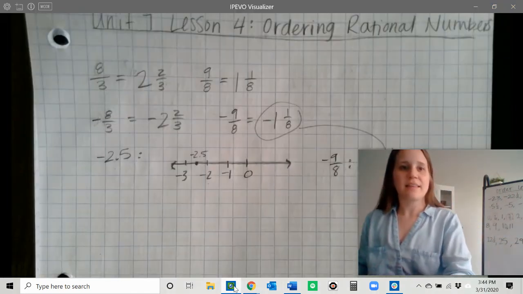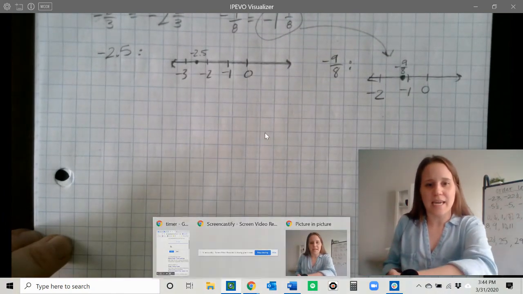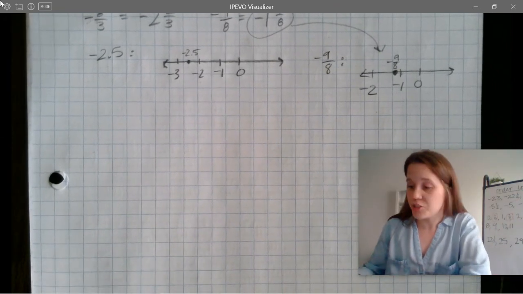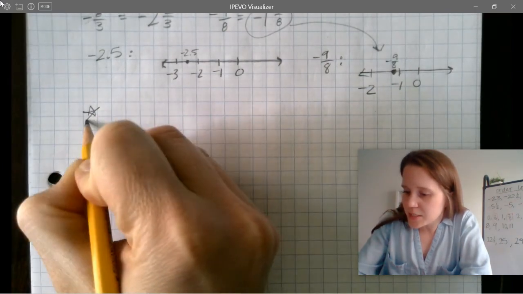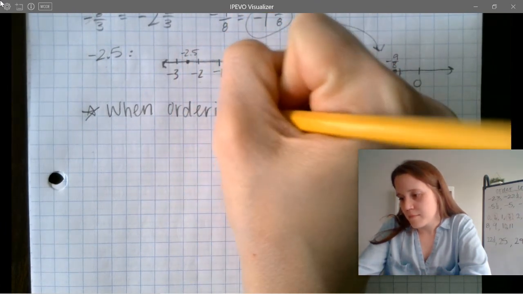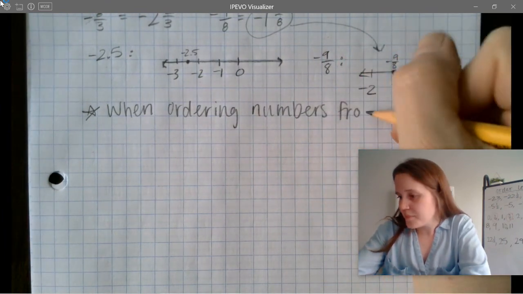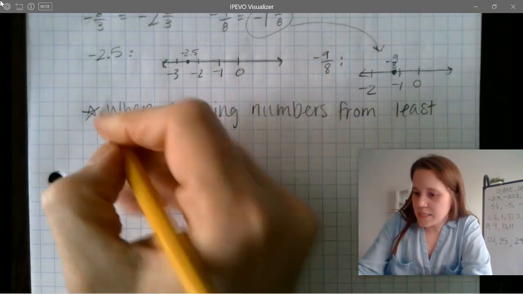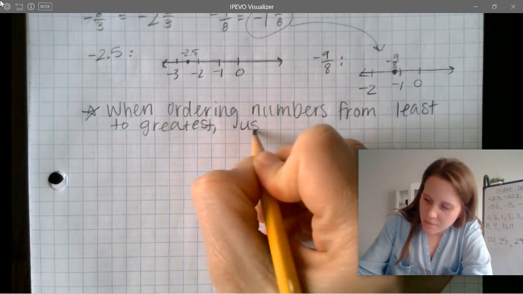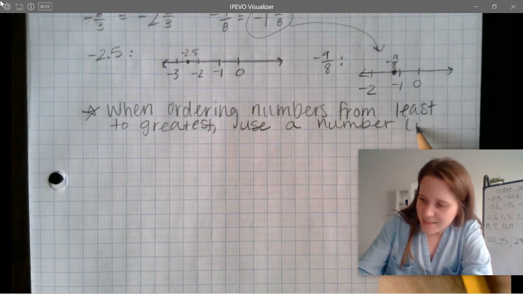All right. So one thing that I want to emphasize, you probably just have a list of numbers here and a couple of number lines. So let's formalize our thinking. When I say formalize, I mean let's put it in a way that will make sense later when we're not doing this question anymore. So I'm just going to put a star in my notes. When ordering numbers from least to greatest, use a number line.